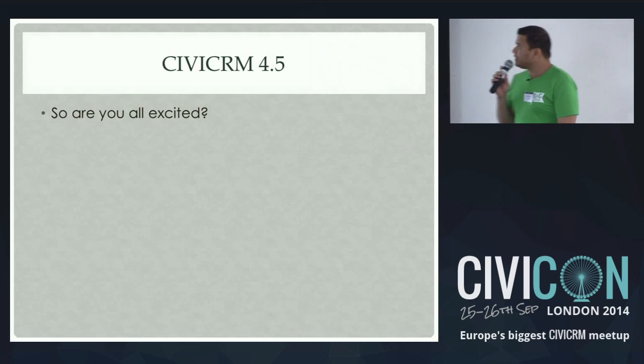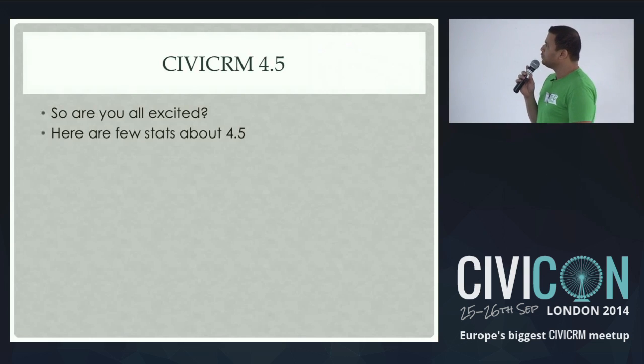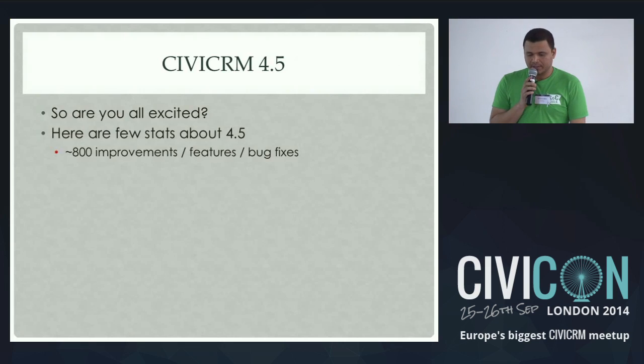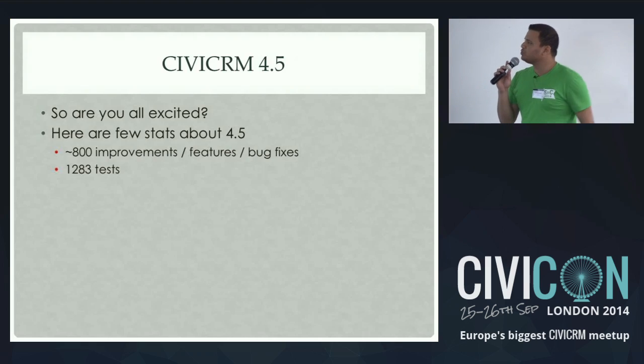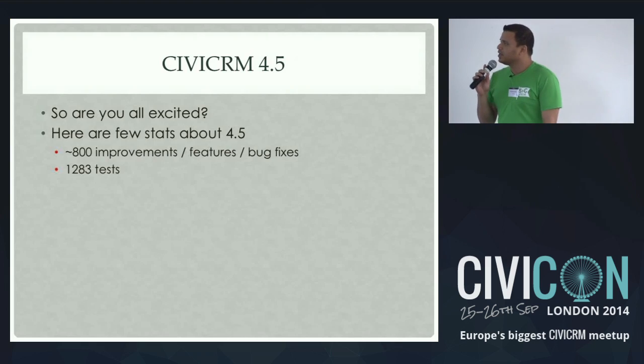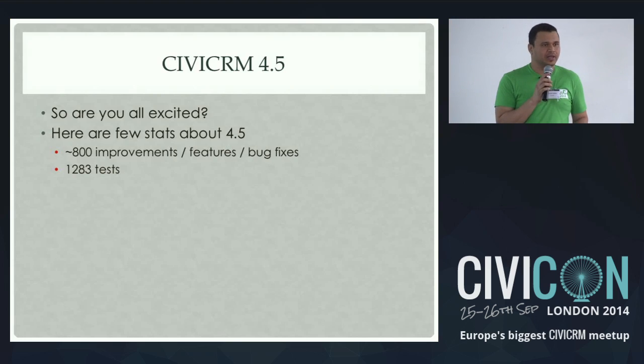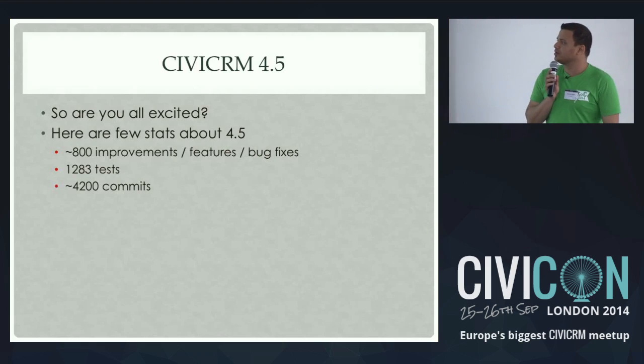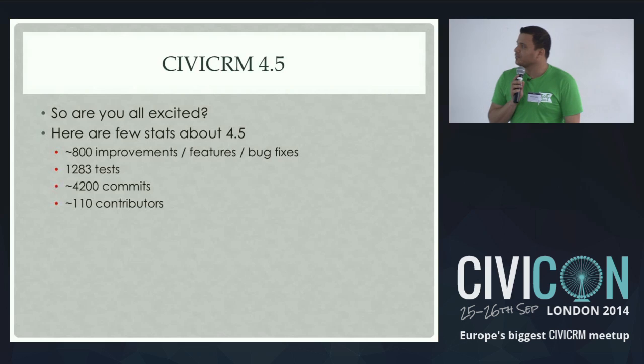Before we get into details, I want to show you a few stats, what kind of effort went into this 4.5 release. It has approximately 800 improvements, features, and bug fixes. We now have approximately 1,083, to be more precise, tests that ensure the release is quite stable, so people can go download and use it for production. This release has around 4,200 commits, done by around 110 contributors.